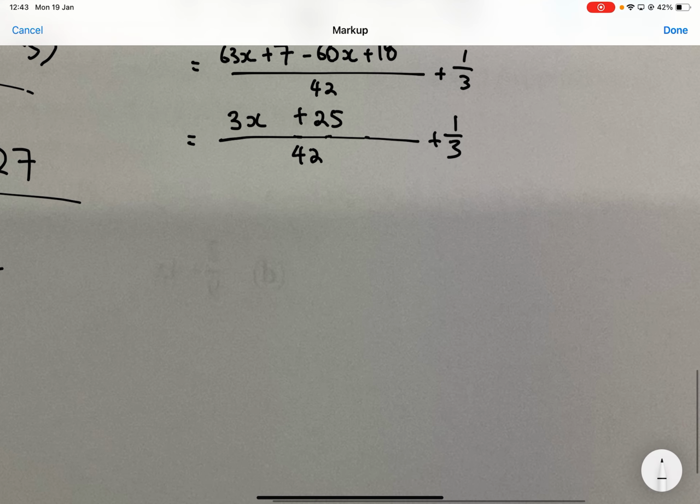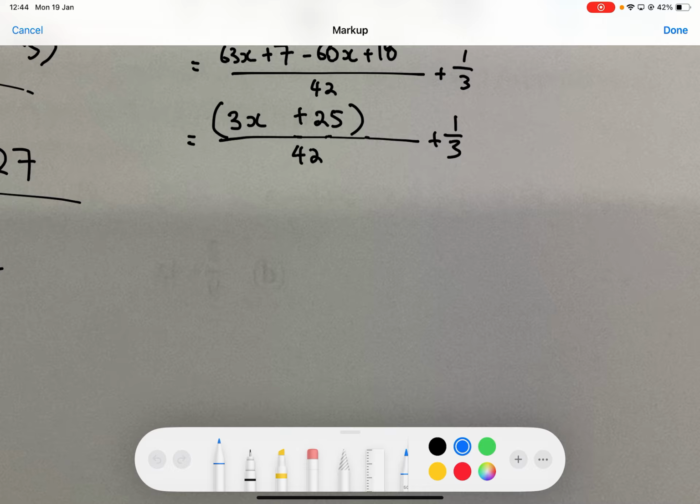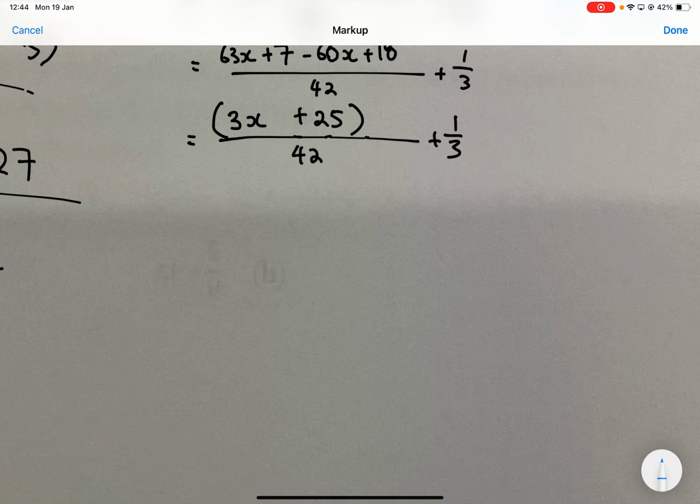So, bracket also. Because now your numerator also belongs together, right? So go and bracket them together. Then after that, times 14, because we want to make a common denominator. Okay, 3 and 42. Yes, the common denominator is 42. So we need to multiply by 14.